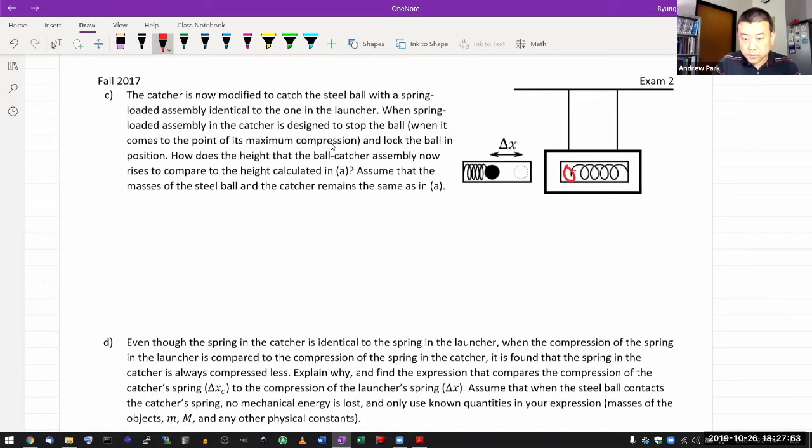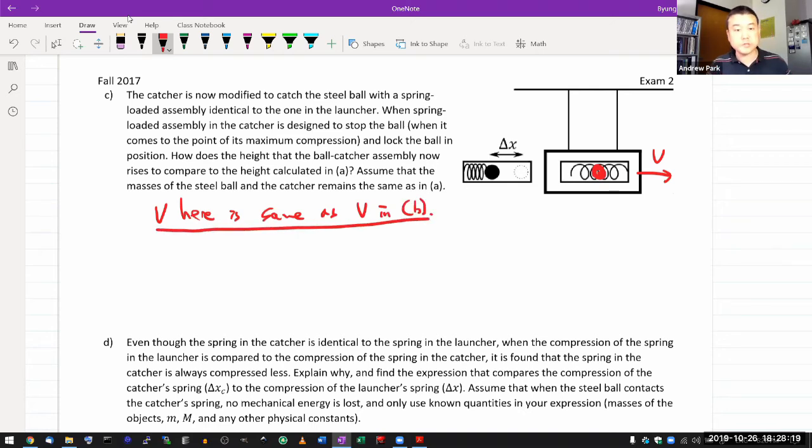So the ball will push the spring down and eventually end up somewhere here. And with the ball in that position, the whole thing is going to be moving at some speed V. And what I'm saying is V here is the same as V in B. So the very first step in part B doesn't change.